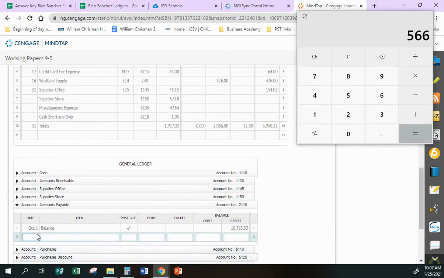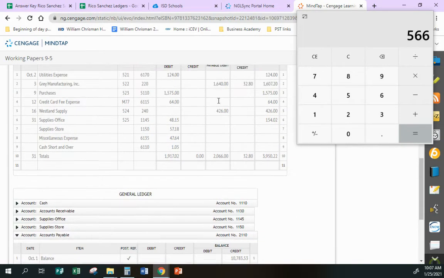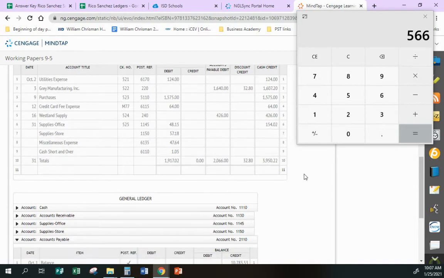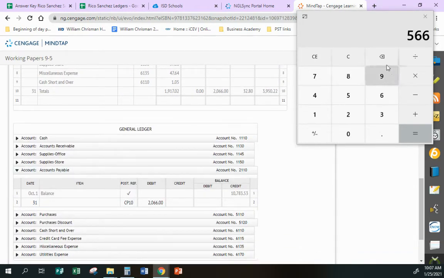And so it's the 31st, CP10. It's a debit of 2,066. And I know it's a debit because that column says debit. We have a credit balance and a debit transaction. So we have to subtract, get the new balance. And we come up below that column and we're going to put 2110 in there.